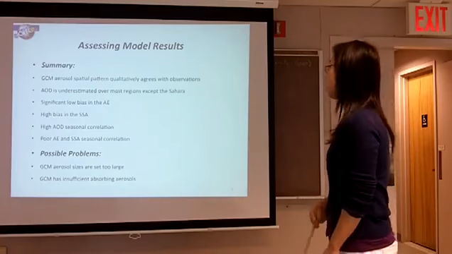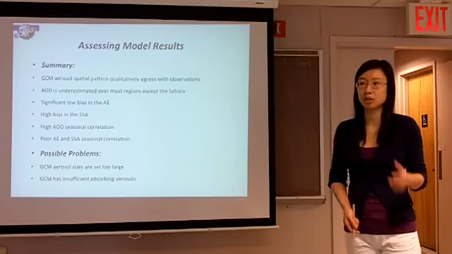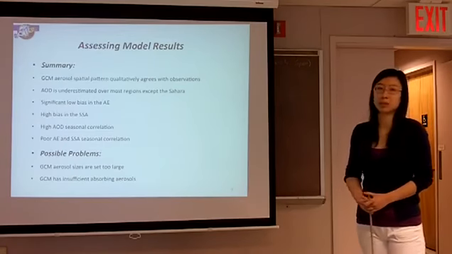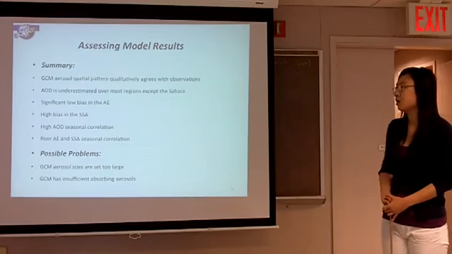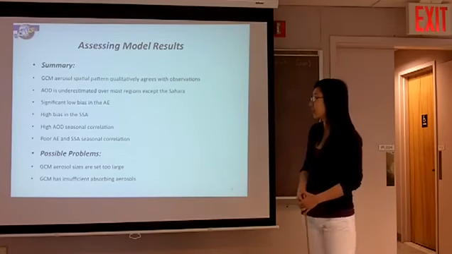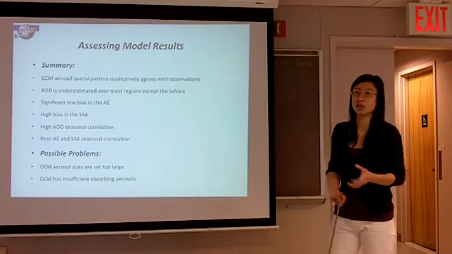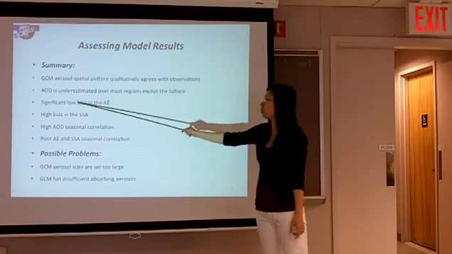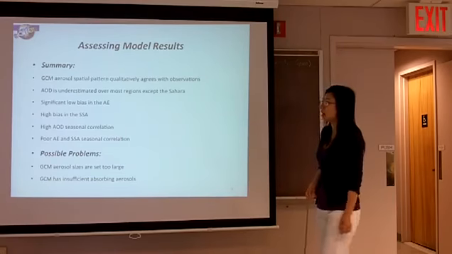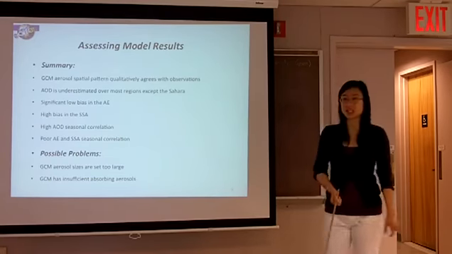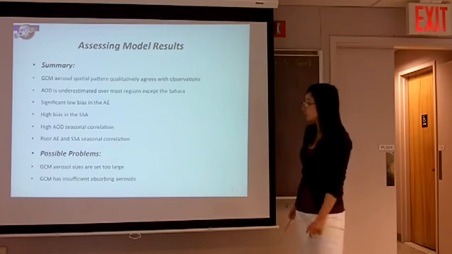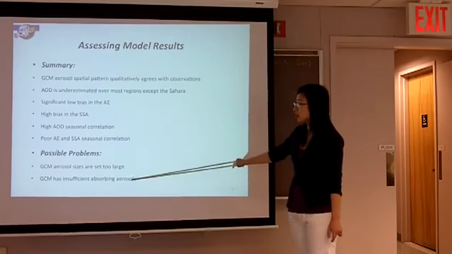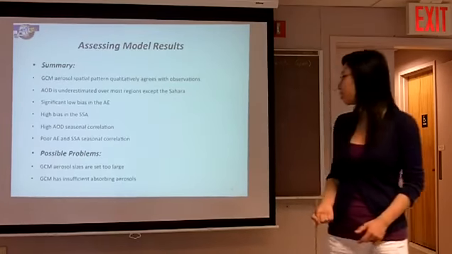So from the comparisons, we can conclude that our aerosol global distribution or spatial variability seems to be fine compared with satellite and AERONET, but AOD is underestimated, except over the Sahara where we have a little bit of overestimate. Then we have a significantly low bias in the Angstrom exponent and high bias in single scattering albedo. That suggests we have two major problems. One is the aerosol sizes may be too large, and also we have insufficient absorption.